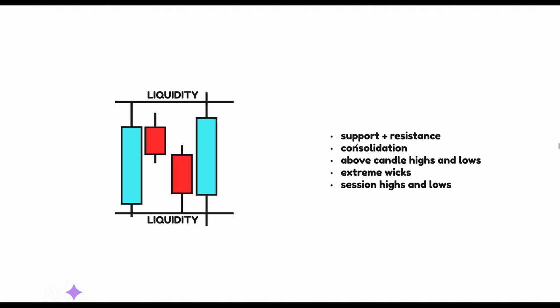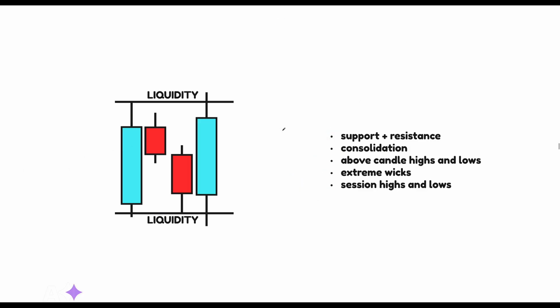Imagine this, okay? Liquidity is where people place their stop losses. So where do people place their stop losses? In the most obvious support and resistance areas, above consolidation zones and also below consolidation zones, above candle highs and lows, above extreme wicks, and session highs and lows, right? And these are the most obvious areas that people place their stop losses.